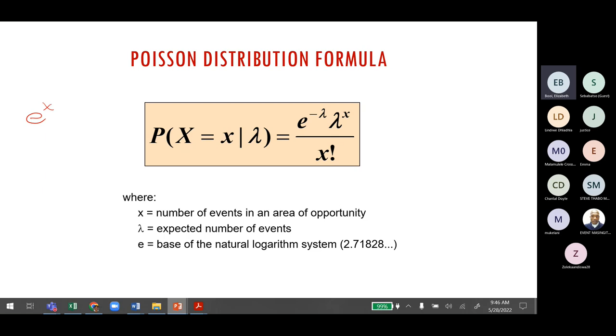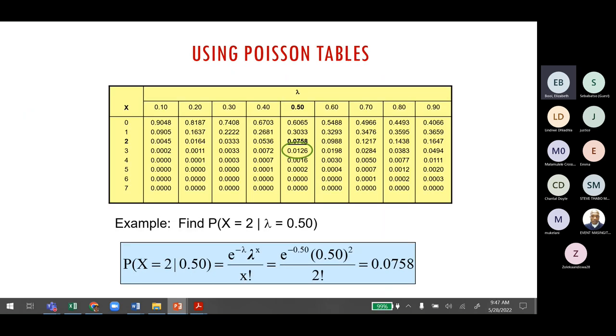So it's the E, which is the base of the natural log system, to the power of negative expected events, or lambda, times lambda to the power of X, divided by X factorial. And that is the Poisson distribution formula. You can also use a table.